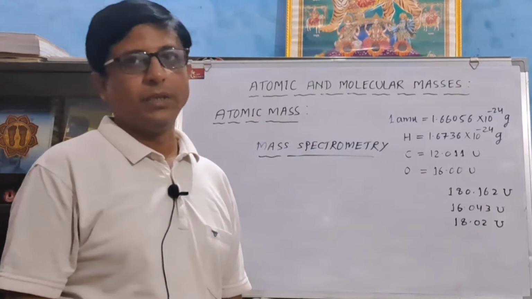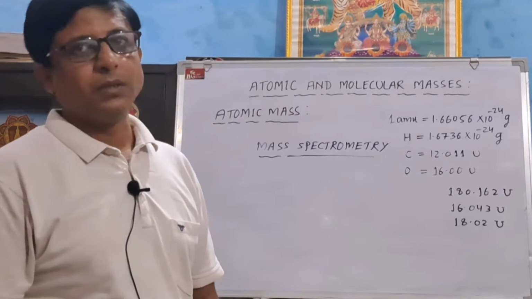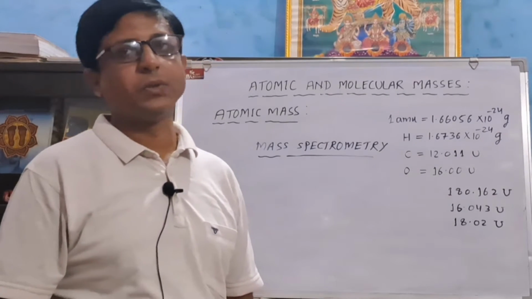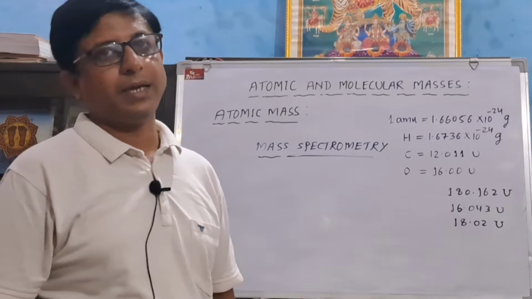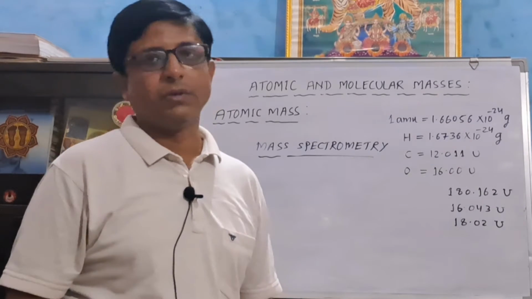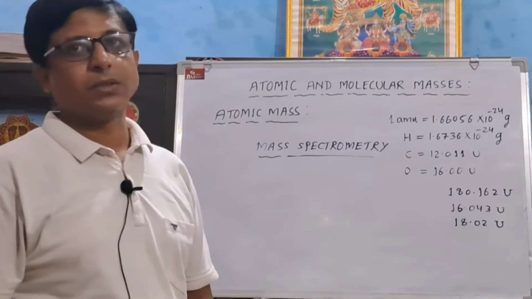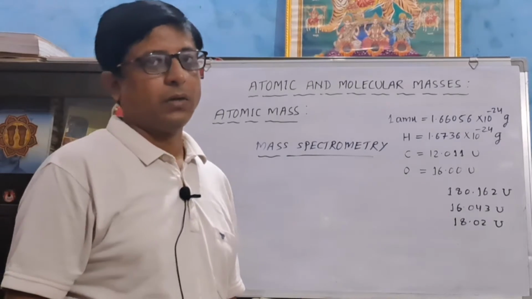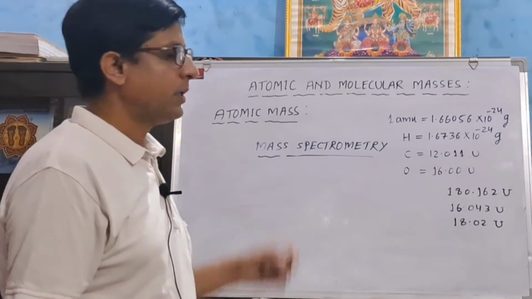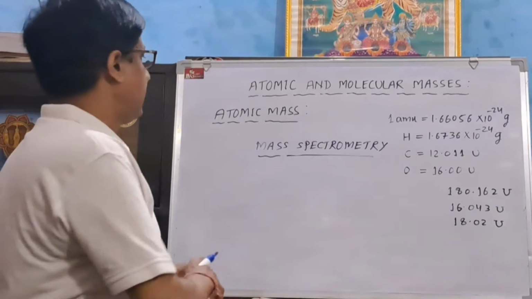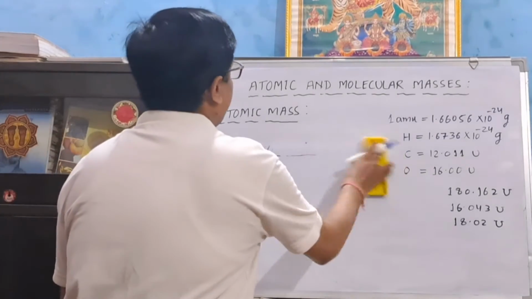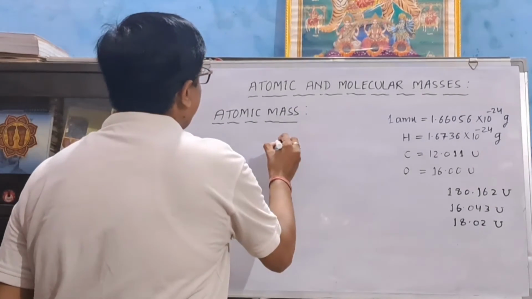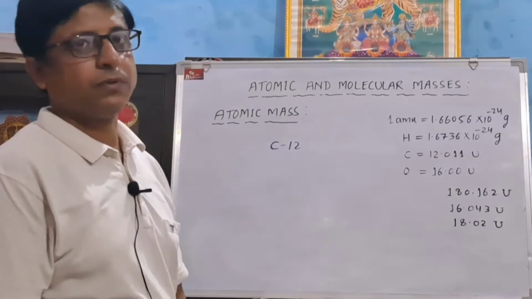In the 19th century, the atomic mass was given on the basis of hydrogen. Since hydrogen is the lightest element, its atomic mass was assigned equal to 1, and the atomic masses of other elements were given relative to it on the hydrogen scale. But nowadays atomic masses are given on the basis of carbon-12.